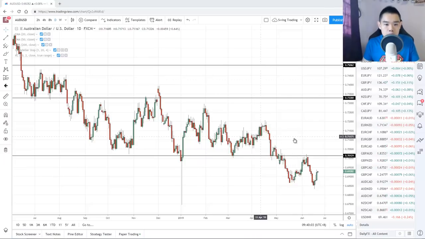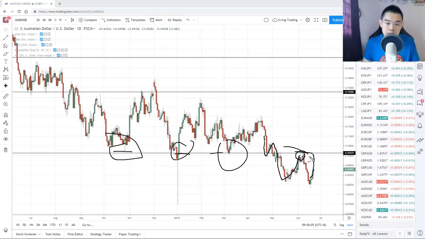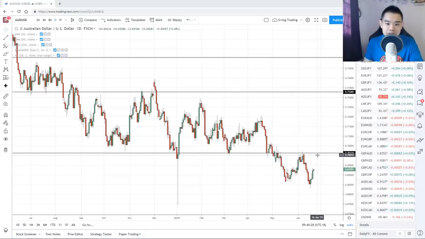From the looks of this chart, you can see that Aussie dollar has respected this level around the 70 cent level over here. Tested once, twice, thrice. Then a slight bounce, then a breakdown. Then what happens is that previous support now becomes resistance, and now the price is on its way up towards this area once again. So clearly this 70 cents level is being respected by the markets, and there's a possibility that the market could reverse from this level.